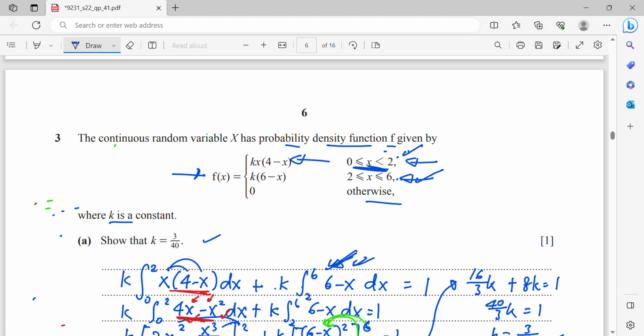So if the total probability, meaning the integration from 0 to 2 for this function, is greater than 0.5, it means that your median lies between 0 and 2. Otherwise it will be in the next interval. So let's start with the first integration.